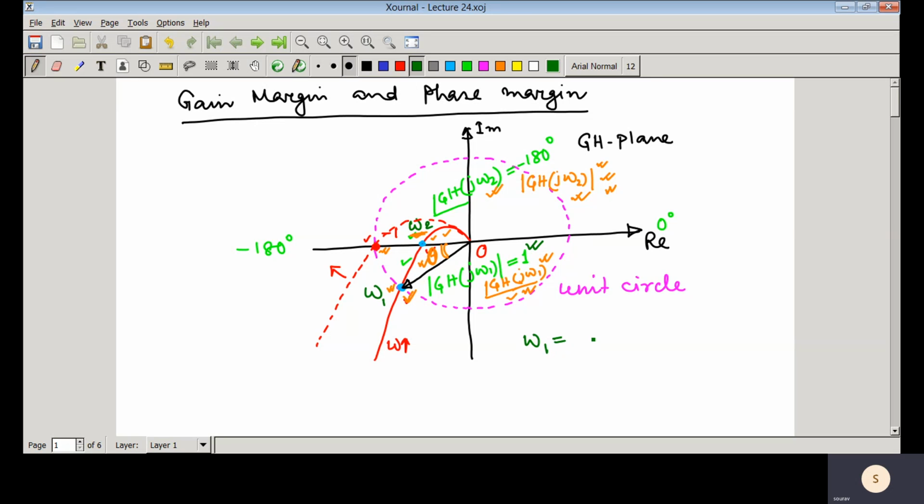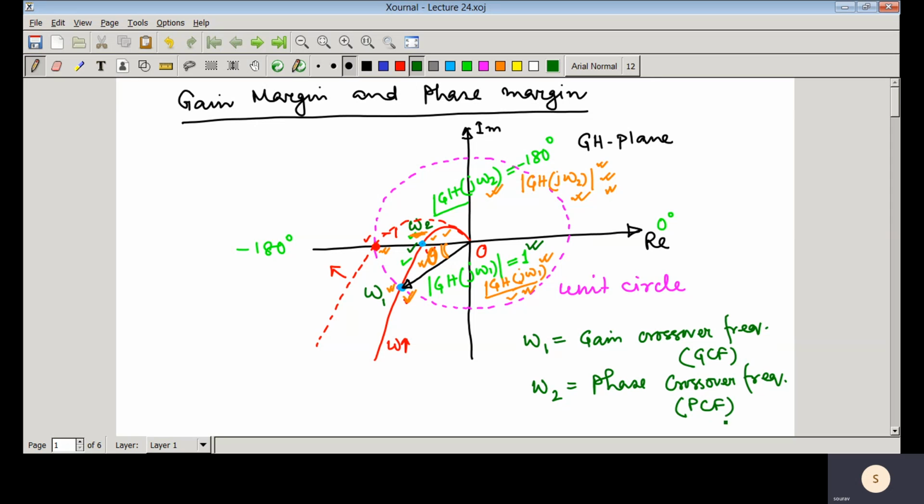So this is called the gain crossover frequency, abbreviated as GCF. That means the frequency where the gain is equal to 1 is the gain crossover frequency, and omega 2 is called the phase crossover frequency. That is the frequency where the phase is equal to minus 180 degrees. So this is that point, and this is abbreviated as PCF.